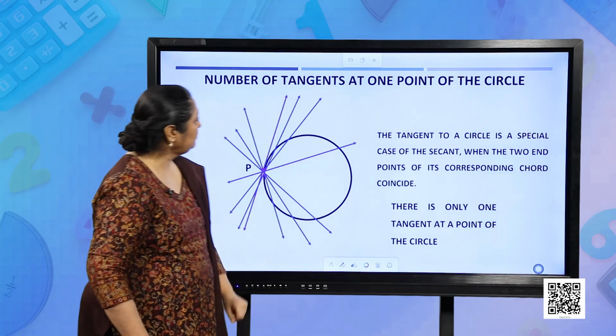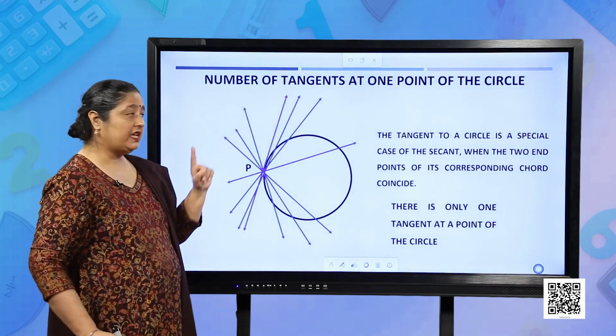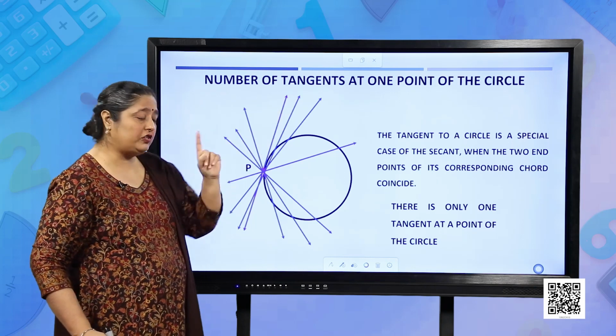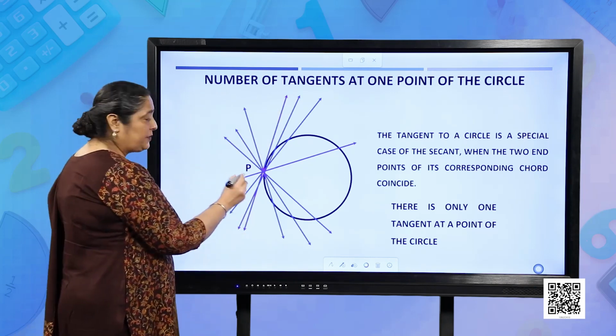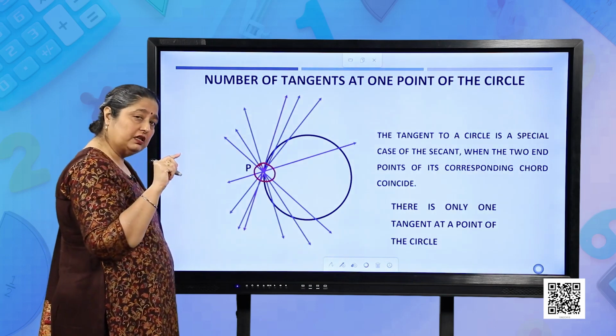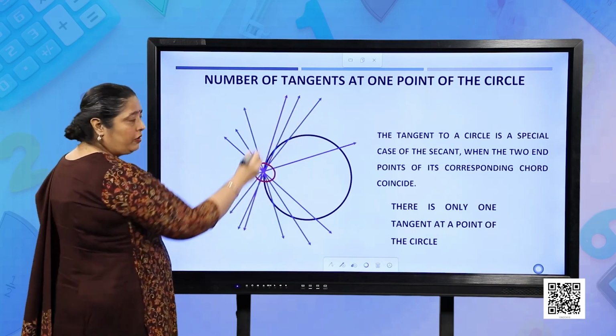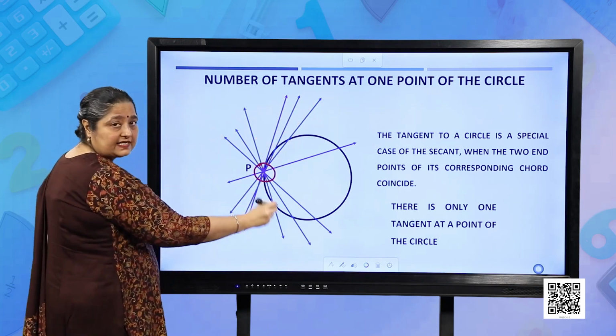So, number of tangents, how many tangents can you draw from one point? Number of tangents from one point of the circle. Here is the one point P. This is one point on the circle, right? You can see how many lines. So many lines can be drawn from this one point.